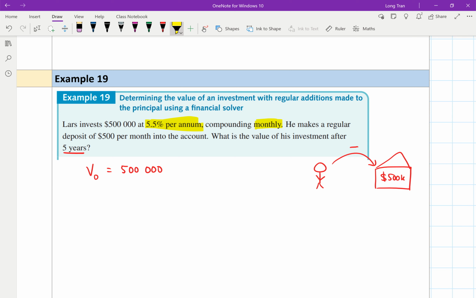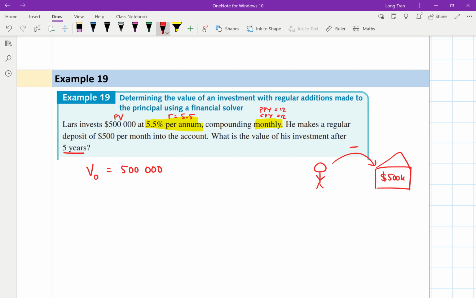When you see compounding monthly, this is where it affects your PPY and CPY, so payments per year and compounding payments per year. In our case, because you're compounding monthly, how many payments would you make per year? Well, it has to be 12. And then 5.5% is your rate. So R, which is per annum, is 5.5 already when you're using Finance Solver. And V0 is the amount that you start off with, which is PV for present value.